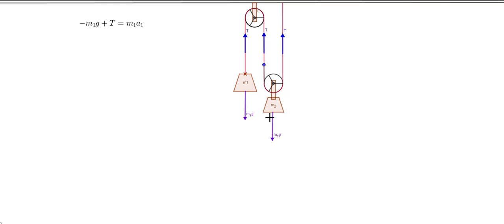On the other hand, for m2, we again have the downward force of gravity, minus m2g, but we have two tension forces, the same as in the static case, remember? So we have minus m2g plus 2T equals m2a2.